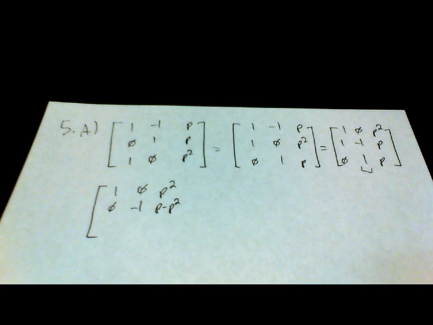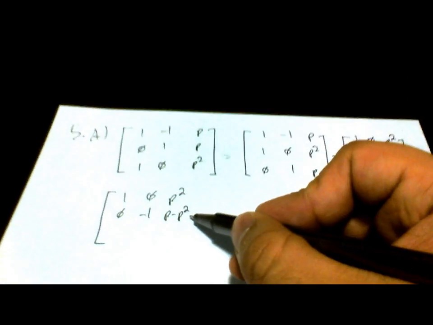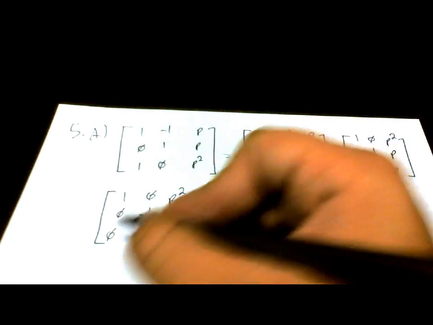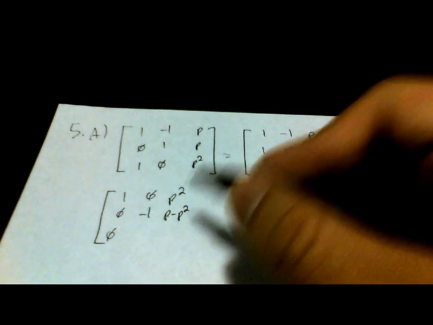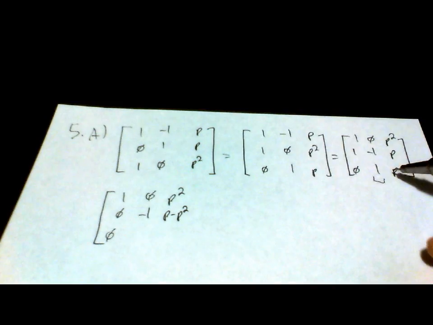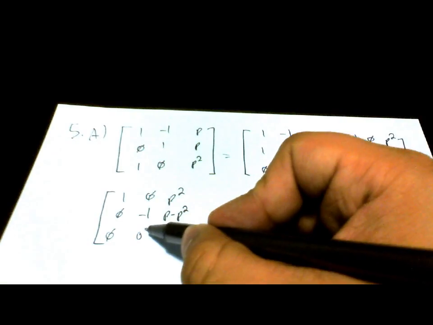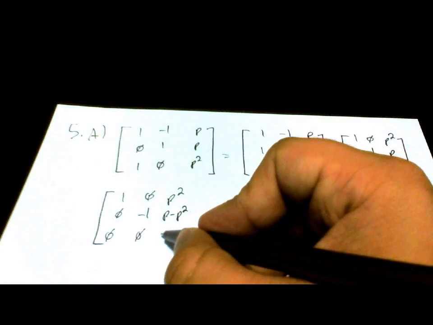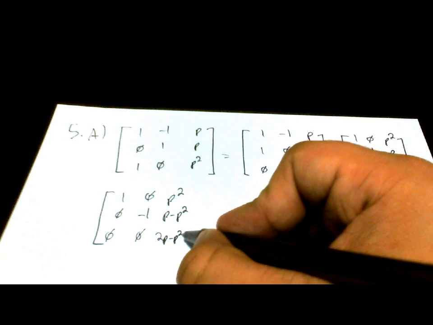So we're going to find a way to take care of that 1, which is just going to be adding this row to that row. So that yields a 0 here. Get this row plus that row, so -1 plus 1 is 0. And we get P plus P minus P squared, which is 2P minus P squared.